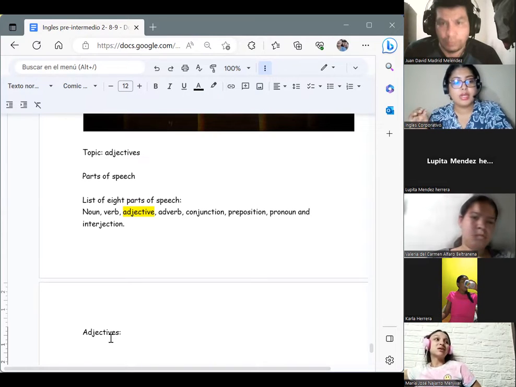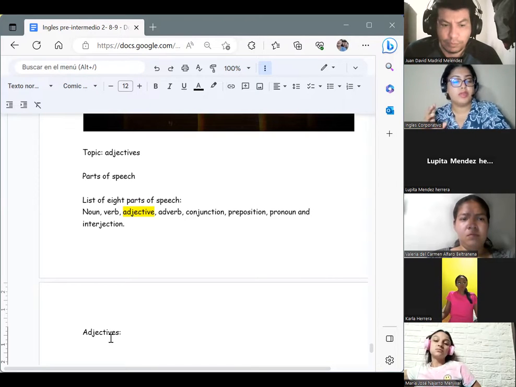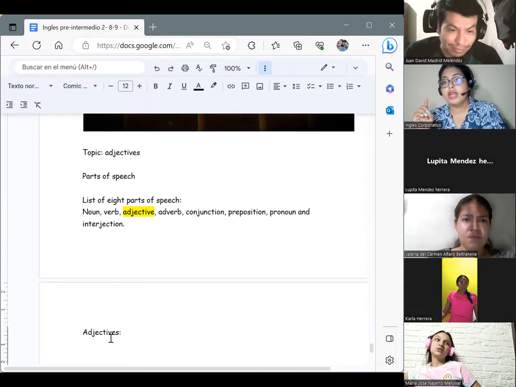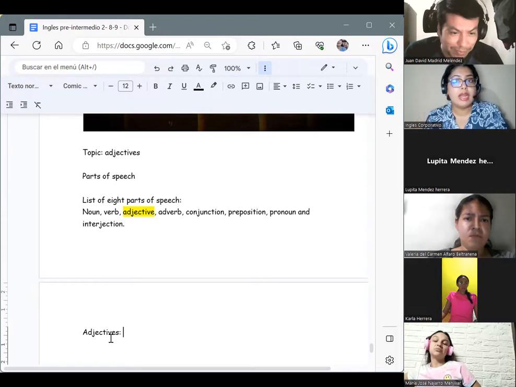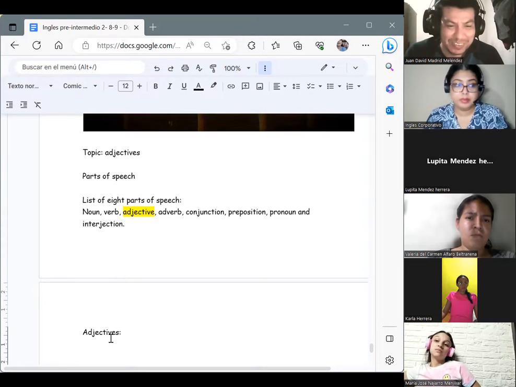Obviamente va a modificar lo que es el nombre y el pronombre. Pero también, y esto es información que nosotros hemos aprendido a lo largo de la adquisición de esta información, los adjetivos también nos ayudan a dar información extra de una cosa, de un animal, de una persona, de un lugar o de algo que queremos describir. Porque básicamente utilizamos los adjetivos para hacer descripciones.